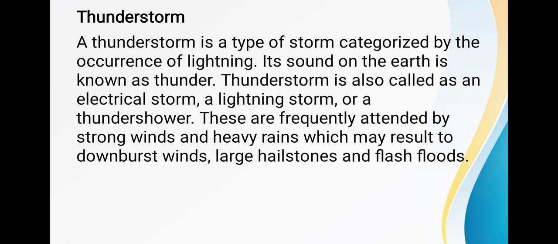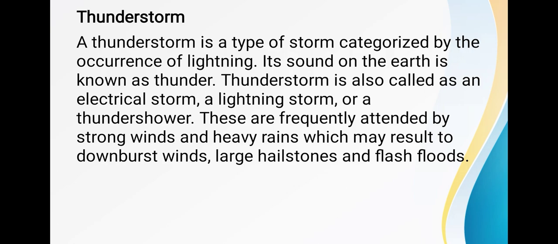Now let's talk about thunderstorms. A thunderstorm is a type of storm categorized by the occurrence of lightning. Its sound on the earth is known as thunder. A thunderstorm is also called an electrical storm, a lightning storm, or a thunder shower. These are frequently attended by strong winds and heavy rains, which may result in downburst wind, large hailstones, and flash floods.